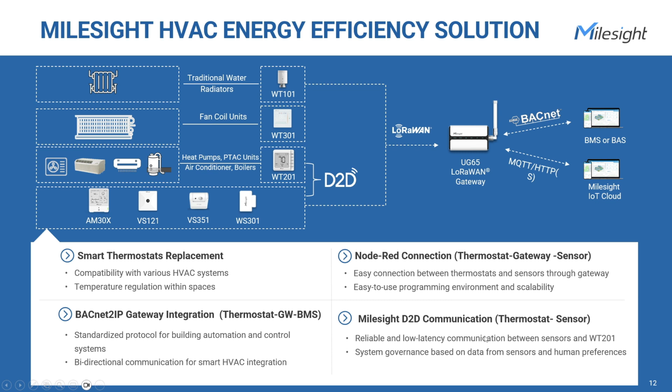latency communication. The smart HVAC system receives data from a variety of smart sensors, including temperature and humidity sensors, window and door status detectors, and people counting sensors. The WT201 smart thermostats are examples of controllers that govern HVAC functions based on data from sensors and human preferences.